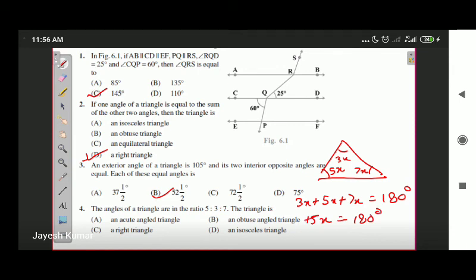You simplify it, 3 5s are 15, 3 6s are 18, 60 and 5 12s. So the value of x is 12, and you have to determine whether it is an acute angle, obtuse angle, right angle or isosceles triangle. So it is not an isosceles triangle because none of the two ratios are the same, and it is not a right angle triangle because none of the angles is 90 degrees. 90 does not come in the table of 12. Okay, that is why none of the angles is a right angle.